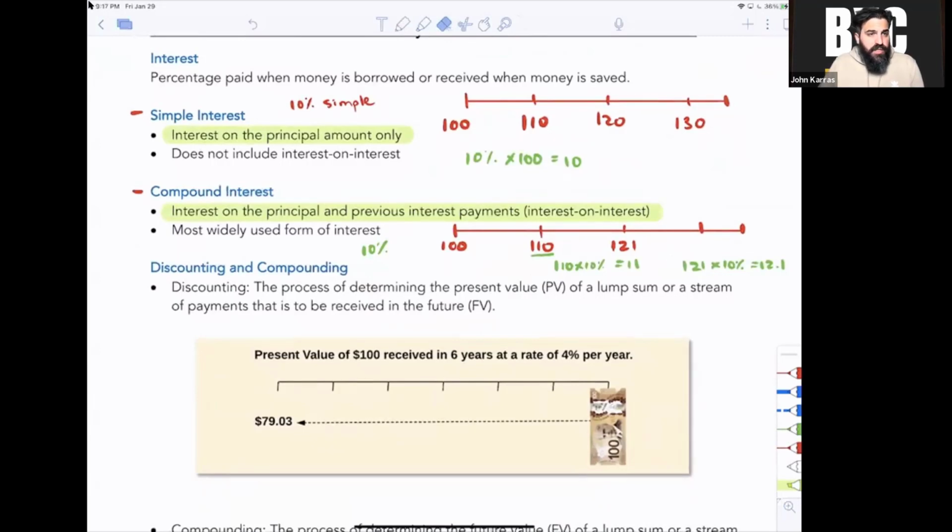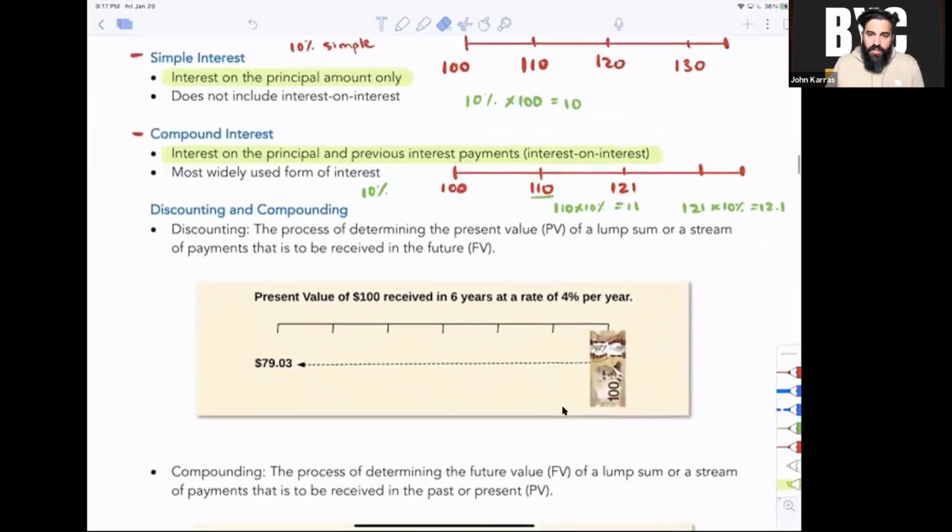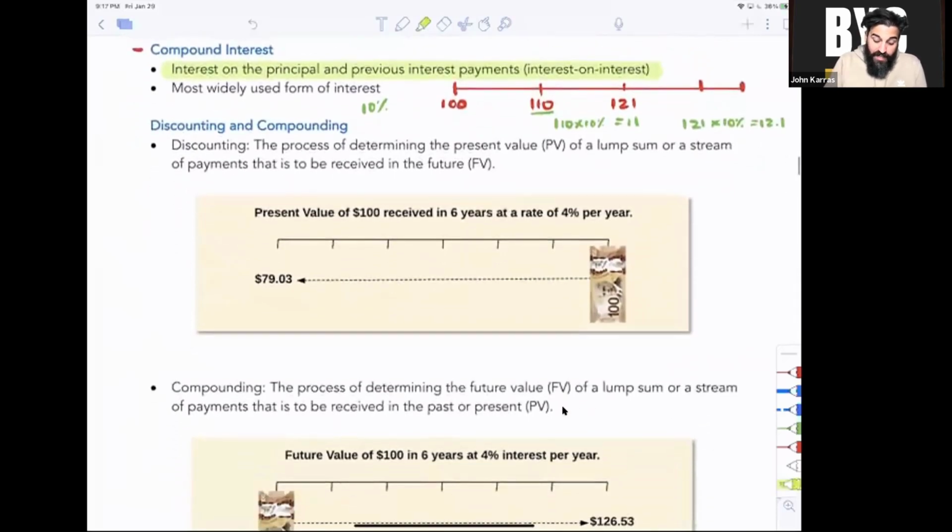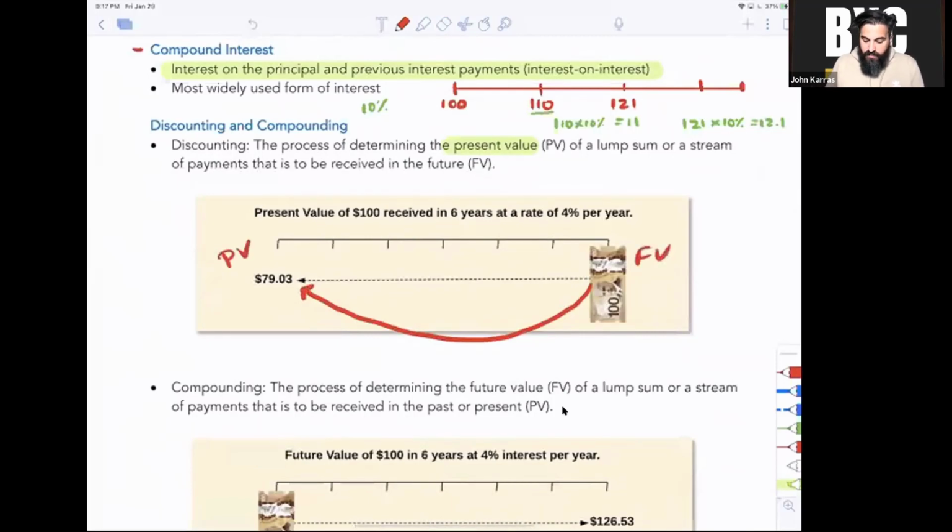Now, some terminology that you guys will want to get used to. I use it a lot. Your teachers will use it a lot. The term discounting, the term compounding. Okay, so whenever I say the word discounting, in the context of what we're doing, you're finding the present value of something. To discount a value means to pull it backwards in time and find the present value of some future value, like in the picture here. You have $100 6 years from now. If you discount that back to today, the present value would be $79.03, right? So this is the present value and this is the future value. So discounting simply means finding the present value.